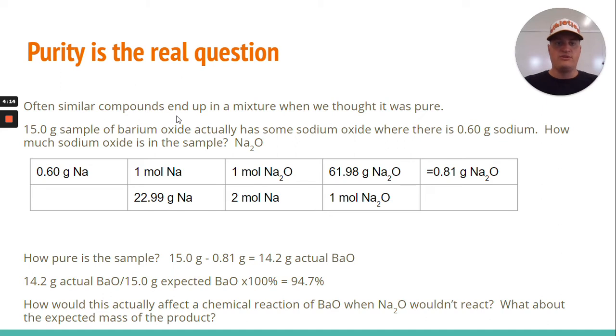So often similar compounds end up in a mixture we thought was pure. So you might have a little bit of magnesium chloride in a large sample of sodium chloride. Because they react very similarly, it's hard to separate them out.